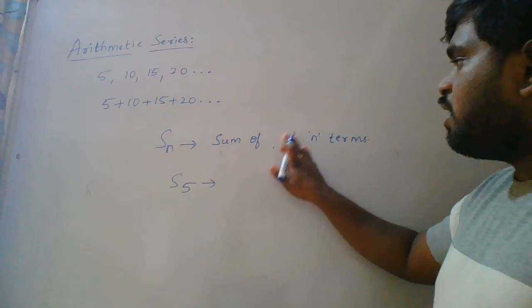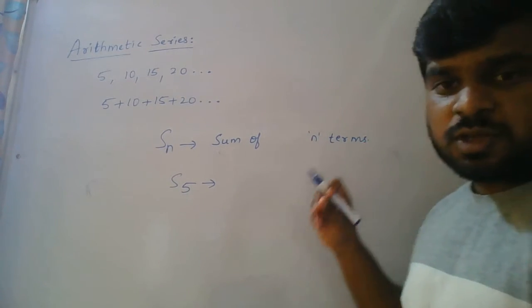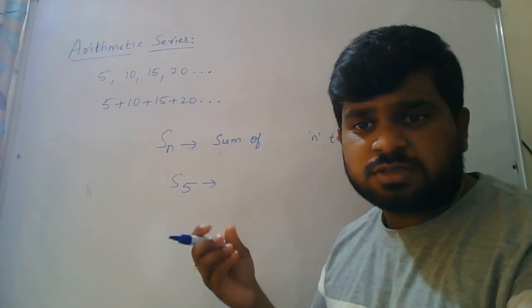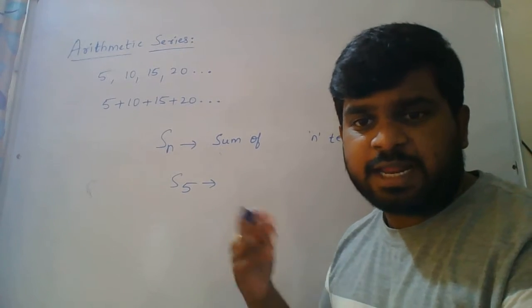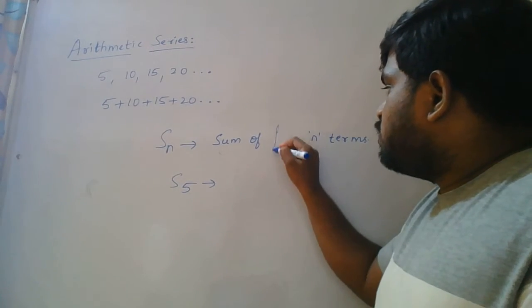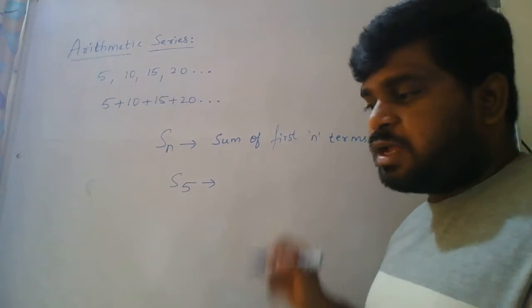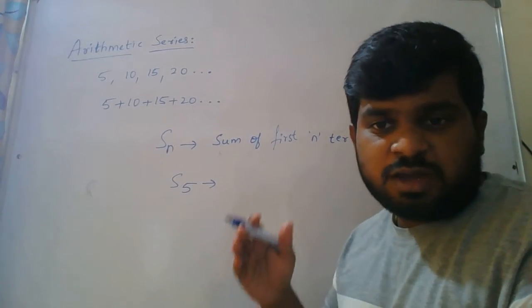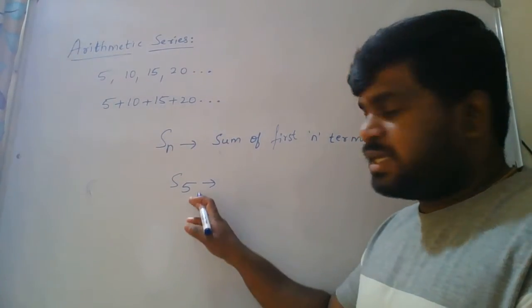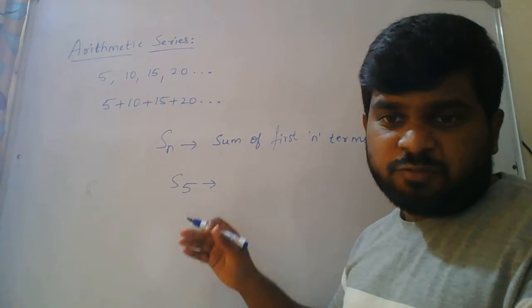Okay. If I just say sum of n terms, or if I say sum of 10 terms, the 10 numbers can be any number, any 10 numbers. But if I use the words sum of first n terms, it means we have to start from the beginning itself. Okay. So when I say S5, it is the sum from the beginning.